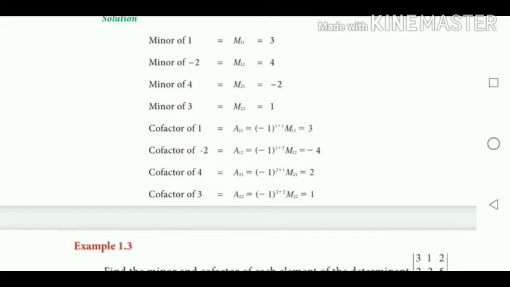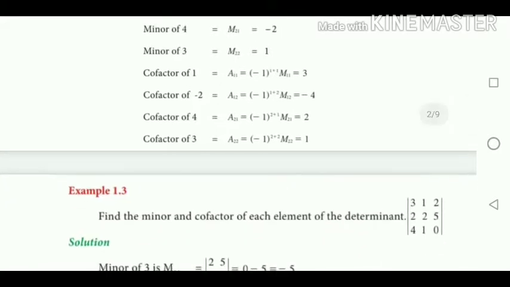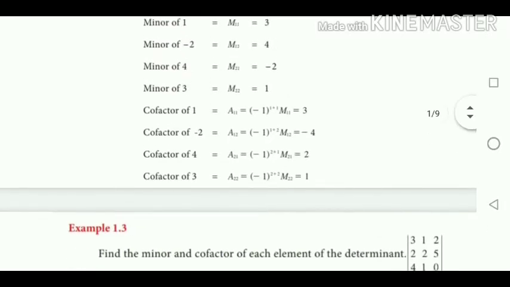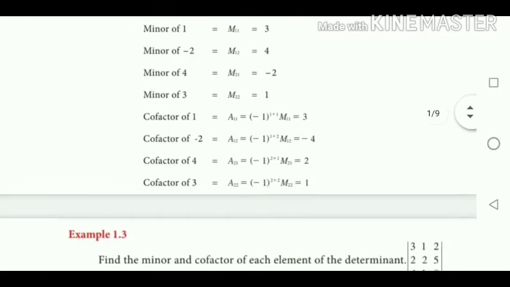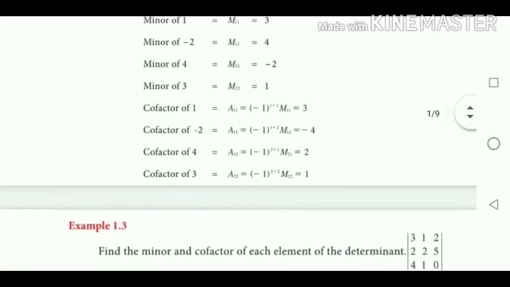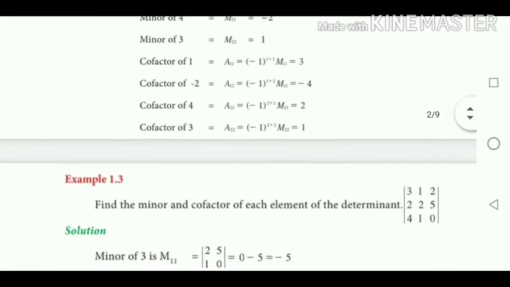a21 means 2 plus 1, 3, that is minus 1 power 3, and minus 1 power 3 means minus 1. So minus 1 into the minor of 4, which is minus 2, minus 1 into minus 2 becomes plus 2. Then the cofactor of 3, a22: minus 1 power 2 plus 2 becomes plus 1, plus 1 into the minor m22, which we already found is 1, so 1 into plus 1 is 1. Okay, this is the way we are finding the cofactor of 3.